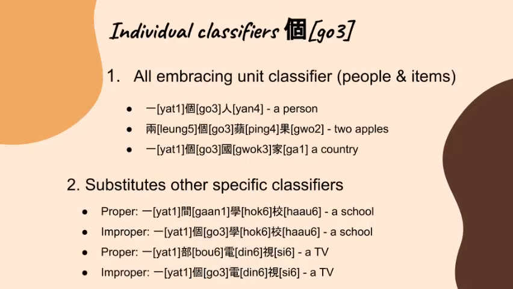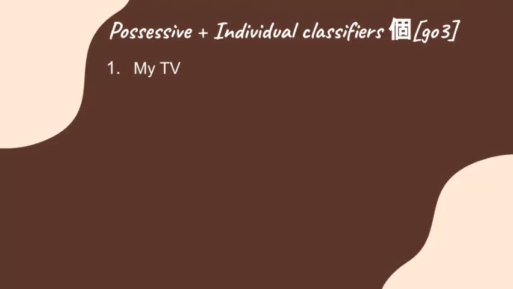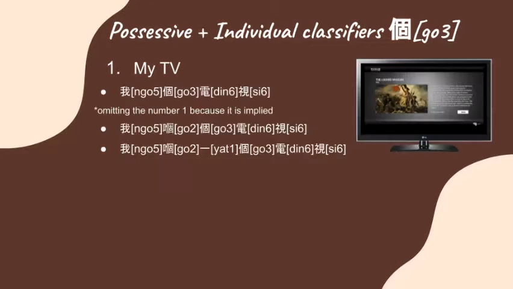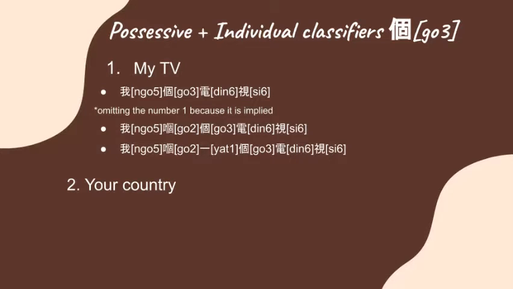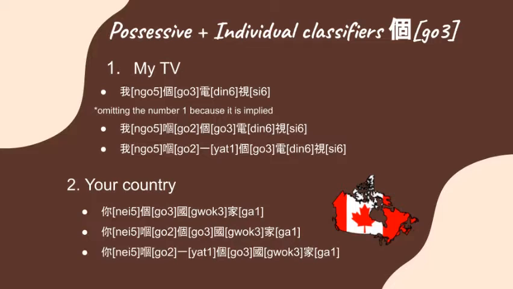Therefore, 個 can be seen as the all-embracing unit classifier if you have to say it in a possessive form. For example, my TV, you'll say 我個電視, omitting the number 1, 一, because it's implied. Or 我嗰個電視, also my TV. Or 我嗰一個電視, my one TV. Now, your country, 你個國家, or 你嗰個國家, or 你嗰一個國家.